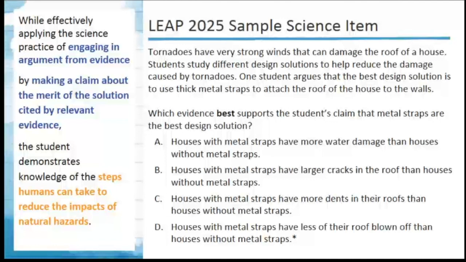If you'll notice on the side, it shows that the item is aligned to an SEP and a DCI. What we did, and this is all in the assessment guides, is we color-coded the three dimensions. The SEPs are blue, the DCIs are orange, and the cross-cutting concepts are green. In the sample items in the assessment guide, we've also annotated just like this what the kids are supposed to learn as far as the SEP is concerned.